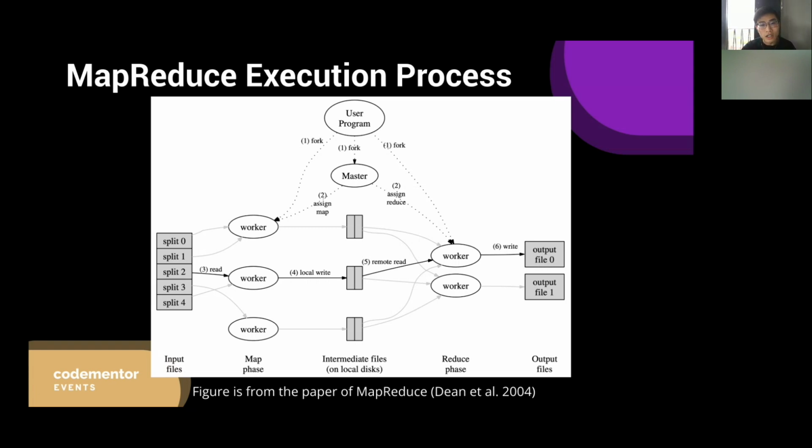Step 3, each map worker reads the split input data and does the map job on their machine. Step 4, each map worker outputs the intermediate result on their local disk. And step 5, each reduce worker fetches the data from the map workers and does the reduce work on their machine. The final step, step 6, reduce workers output the final output data.